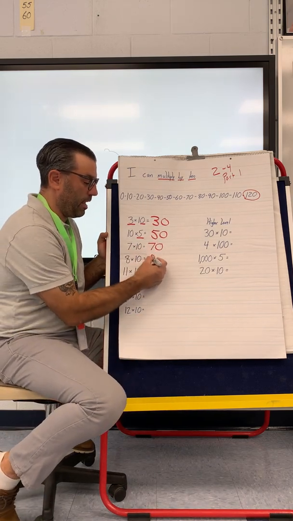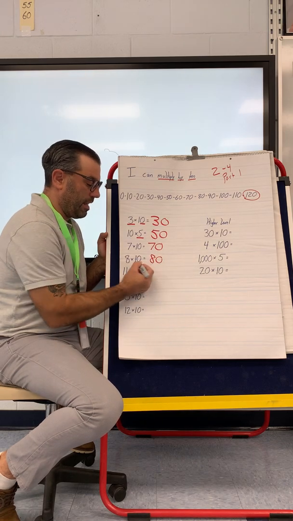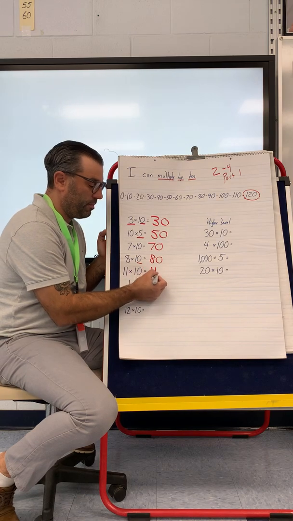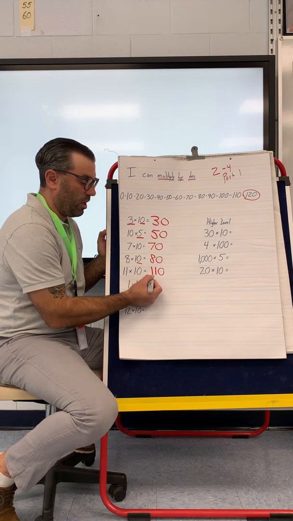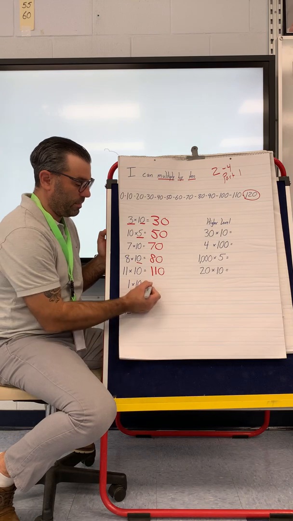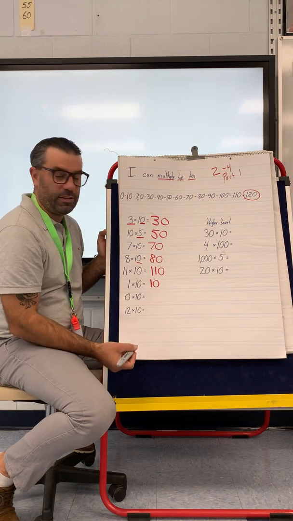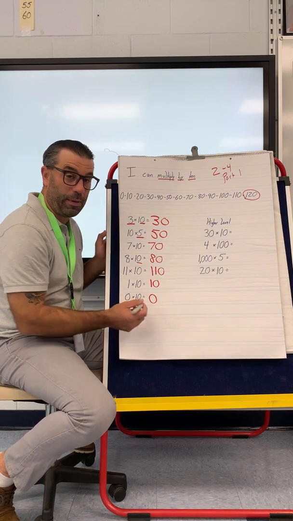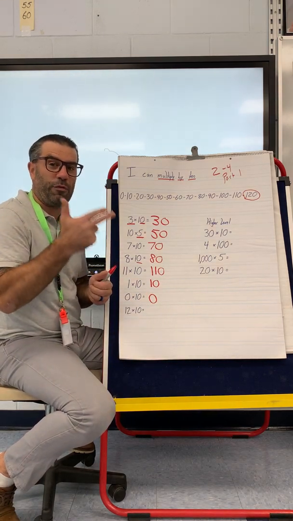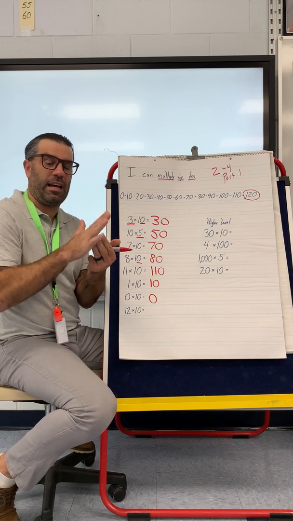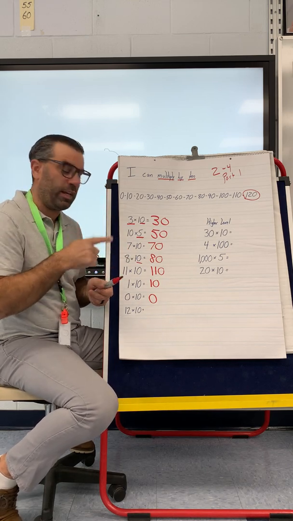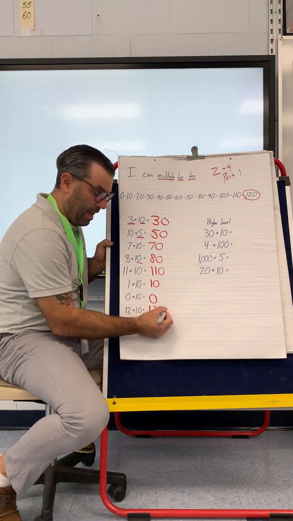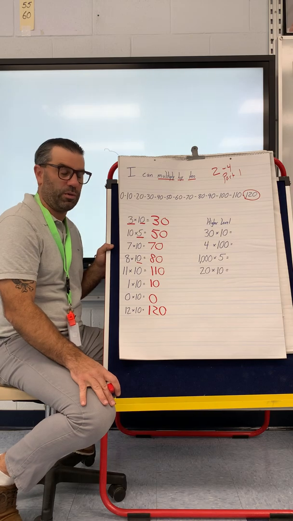8 times 10, same thing. It's just 8 and then the 0, 80. Or 11 times 10, you just put the 11 and then 0, so it's 110. 1 times 10, 10. 0 times 10, still 0. 12 times 10, you could just count by tens. 10, 20, 30, 40, 50, 60, 70, 80, 90, 100, 110, 120. Or just take the 12 and add the 0. Kind of cool, right?